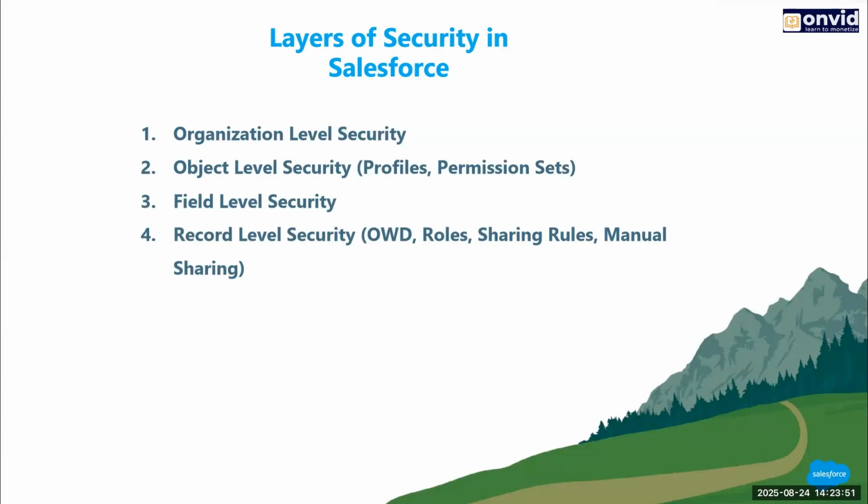Okay. So what is record level security? Let's suppose everyone in the org has access to an object. Let's suppose there is a case object. So everyone here has access to the case object. Now here comes record level security. Let's suppose agent A and agent B. I don't want agent A to look into the cases of agent B.